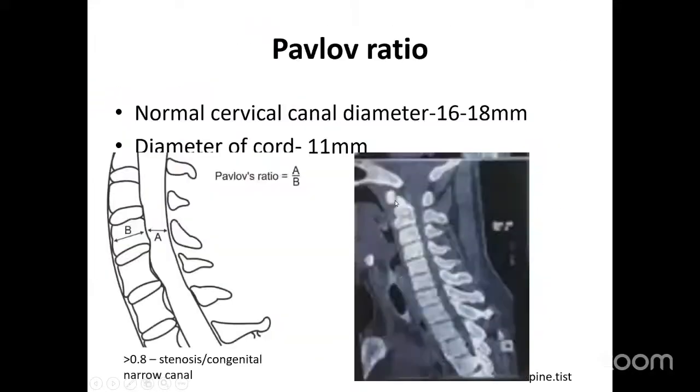Pavlov's ratio, not very important, but yes, by definition it can be asked in theory. The ratio is equal to A upon B, where A is the diameter of the canal and B is the length of the vertebra. So if the ratio is less than 0.8, it is considered as stenosis or congenitally narrow canal. This is Pavlov's ratio.